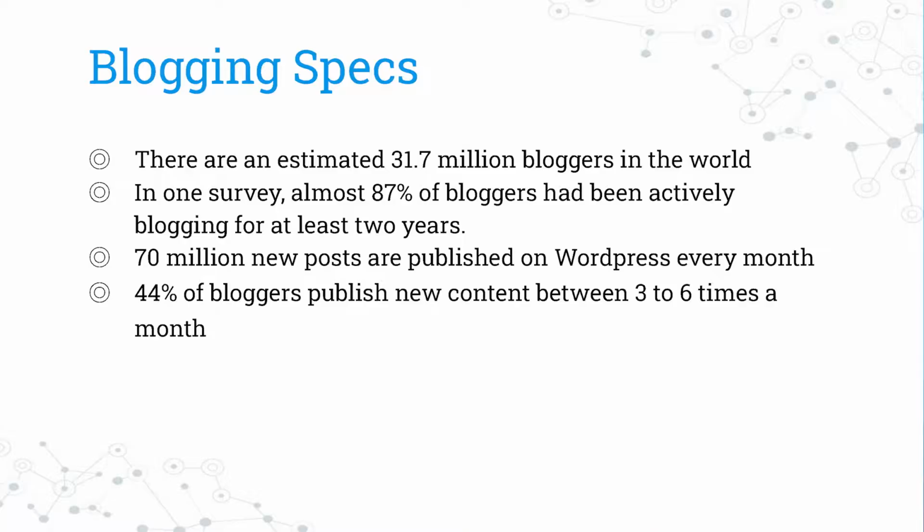That's the big thing in this class, is trying out all these technologies and seeing what you like and what you don't like, so that you can better define what kind of career path you might want to take. 70 million new blog posts are published on WordPress every month, and 44% of bloggers publish new content 3 to 6 times a month. So we'll talk a little bit about best practices here at the end of this lecture and why you should consistently publish if you are a blogger.